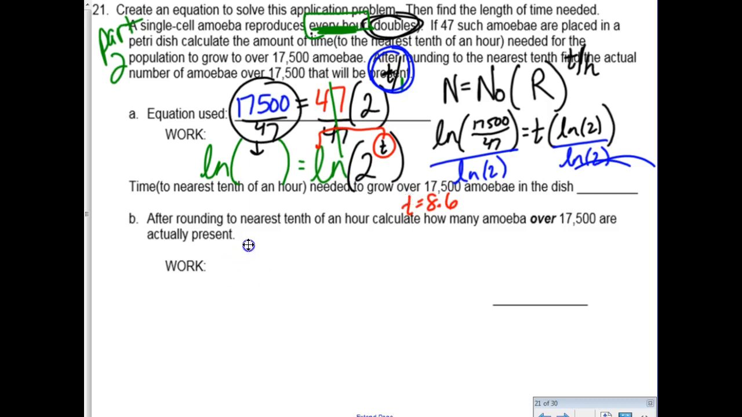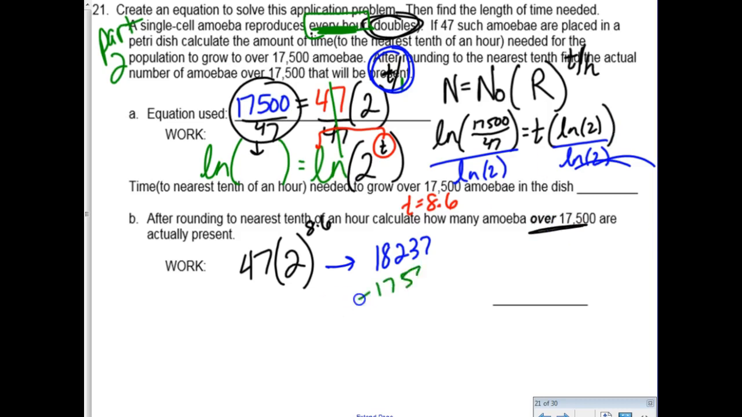Alright. What were we at? 47 times 2 to the 8.6 power. Let's see if that works. Oh, yeah, there we go. Alright, so when you round up to 8.6, you get 18,237, and it rounds up to 7 for amoeba. My bad. So now it wants to know how many over 17,500 it is.